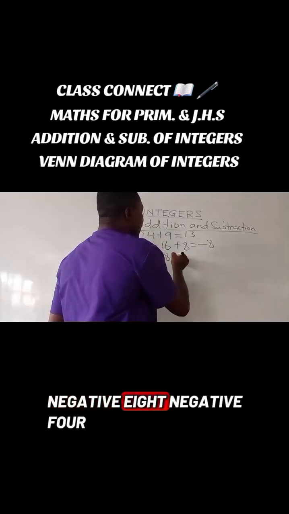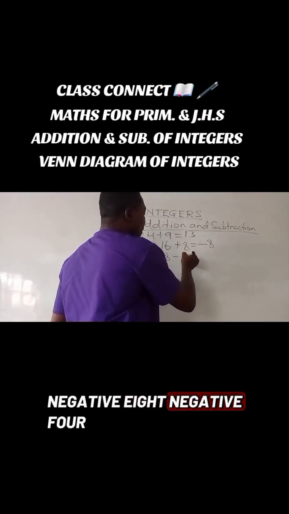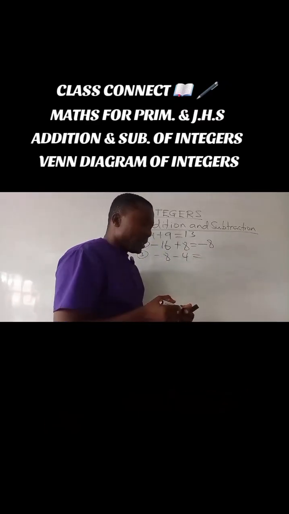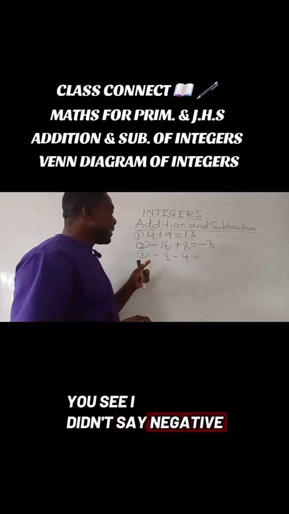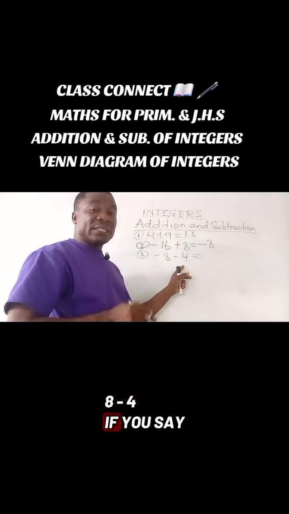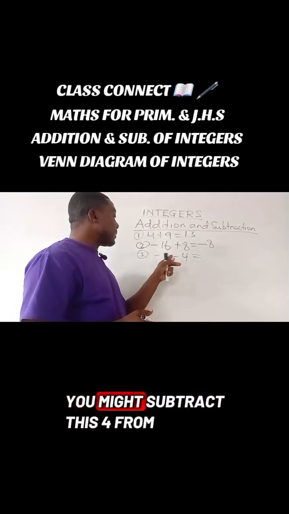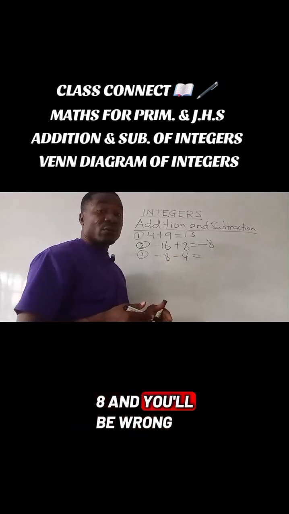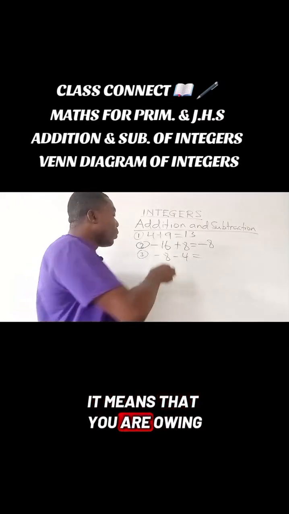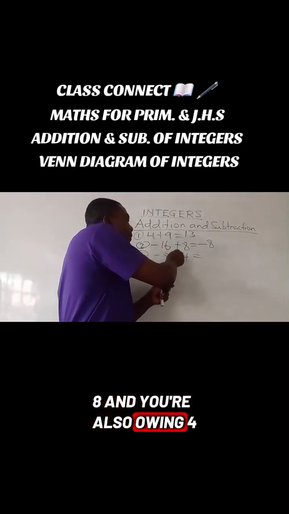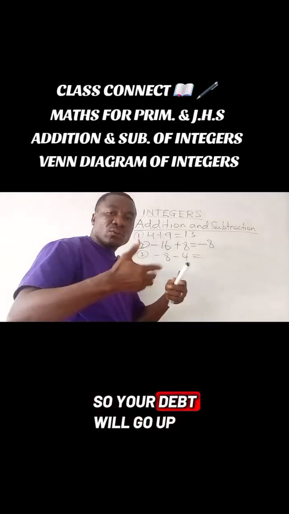Negative 8, negative 4. You see, I didn't say negative 8 minus 4. If you say that, you'll be wrong. You might subtract this 4 from 8 and you'll be wrong. It means that you are owing 8 and you are also owing 4. So your debt will go up.